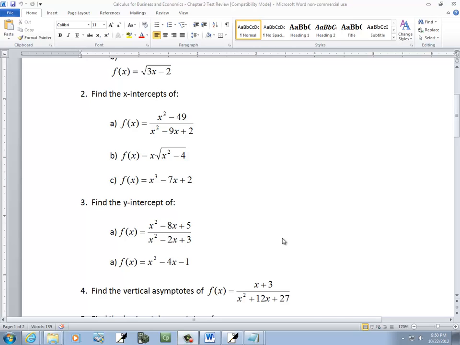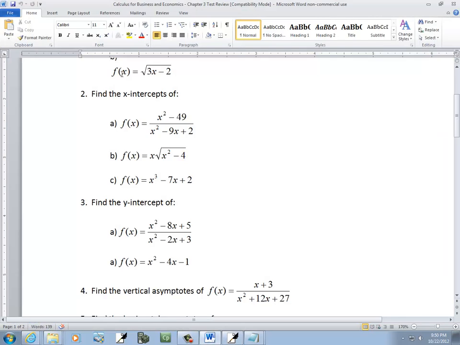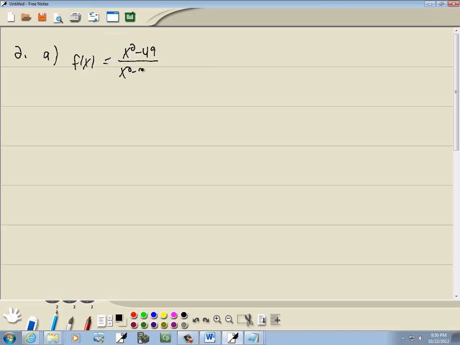Let's take a look at our second problem type. You should know how to find x-intercepts. This is kind of college algebra information. Let's look at our first one. We've got f of x is equal to x squared minus 49 over x squared minus 9x plus 2.